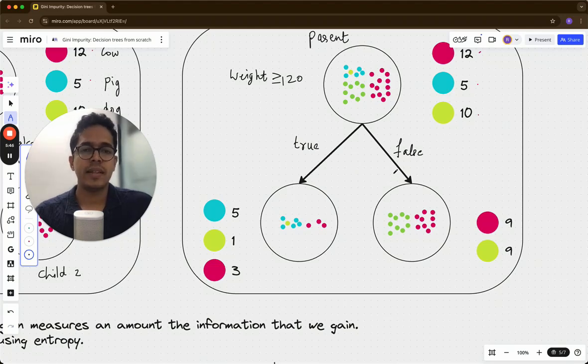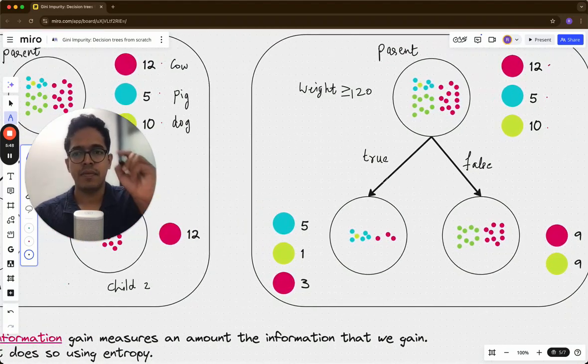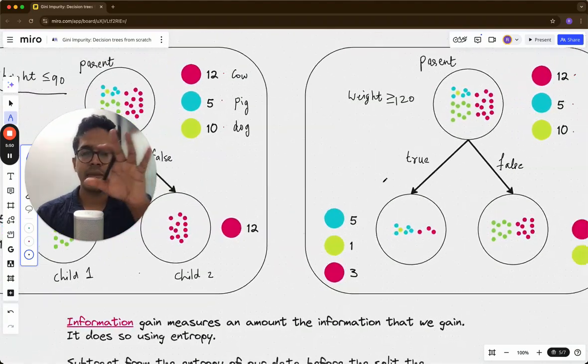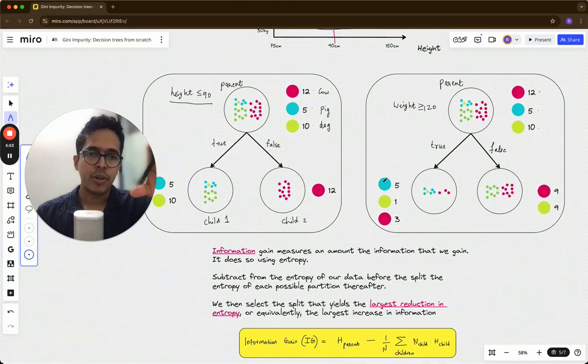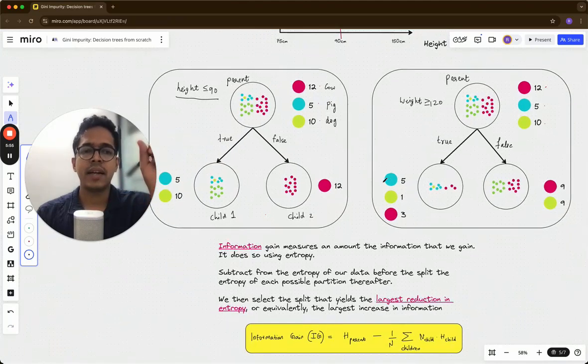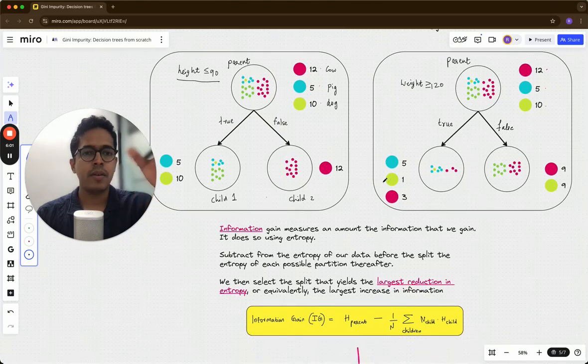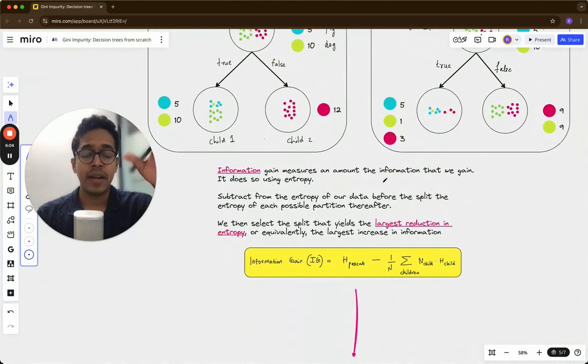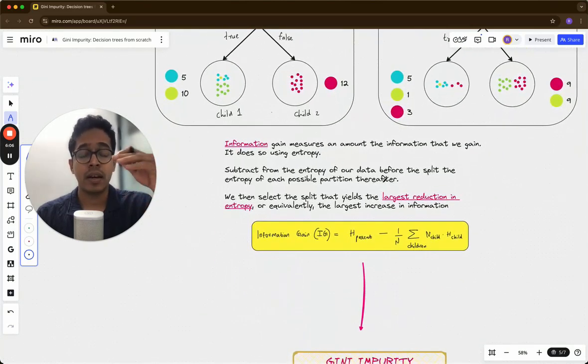Now, the question that we wanted to answer was, which one is better? Is the left-hand side, splitting using height, or the right-hand side, splitting using weight? Which of these is better? And we used the concept of entropy to answer this. So remember, we are still recapping the entropy and we have not entered the Gini impurity yet.